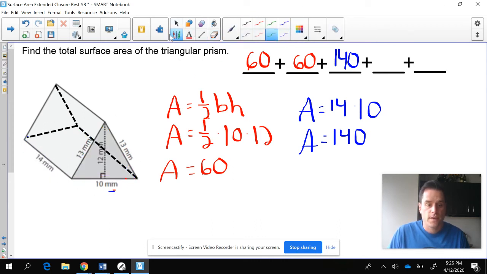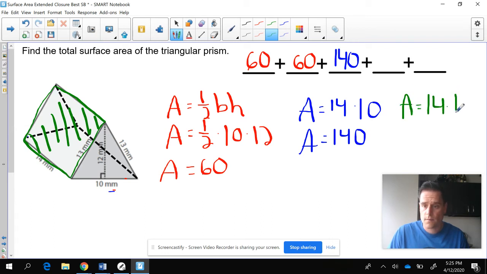All we're left with is the left and right side. And if you look here, it looks like the left and right side are the exact same amount. Right there, 14 by 13. And the other side as well is the same amount. There you go. 14 by 13. Let's multiply this. I don't mind if you use a calculator, especially with surface area because there's a lot going on. We're going to make that 182.